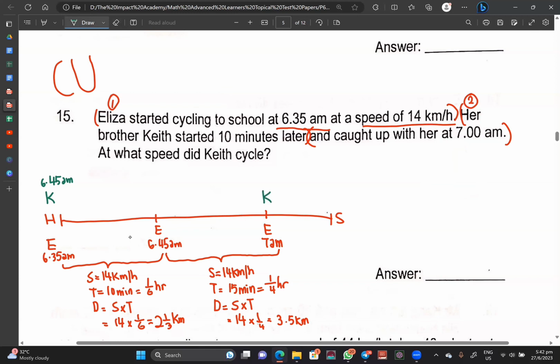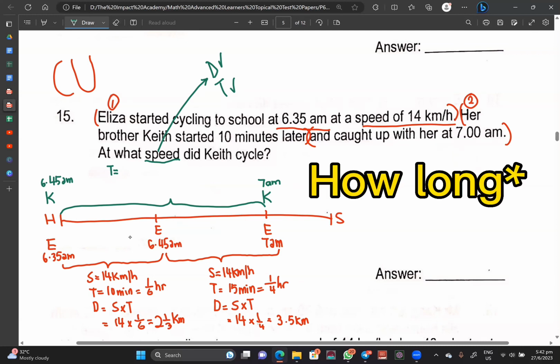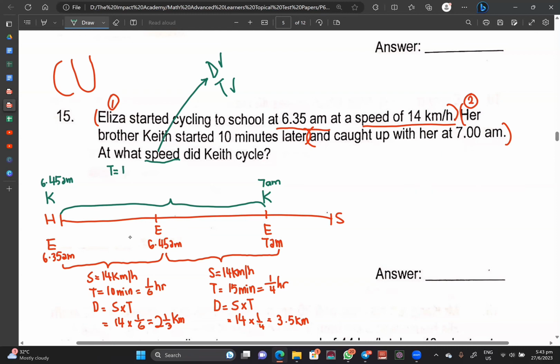Is it 7 a.m. for Keith as well? Yes. Now what we want to do is find Keith's speed. Because I want to find Keith's speed, the question must help me find my distance and my time. One thing for sure I already have is my time. Why do I know my time? Because Keith started at 6:45, and Keith met at 7 a.m. So we want to find how much he has traveled from 6:45 to 7 a.m. My time is 15 minutes.